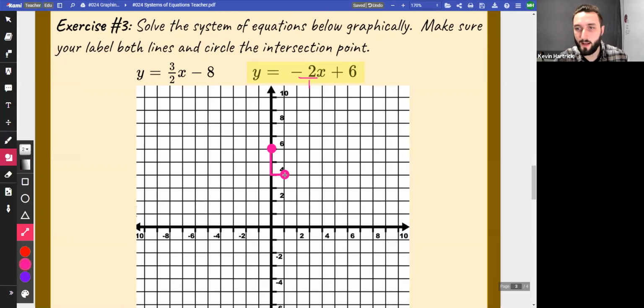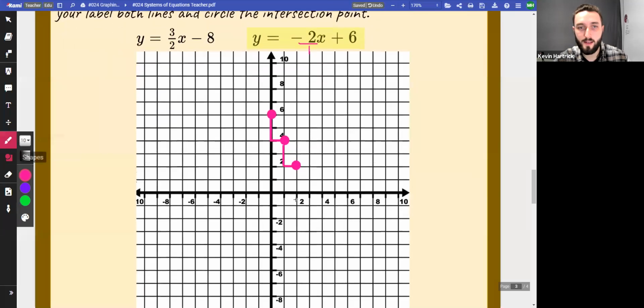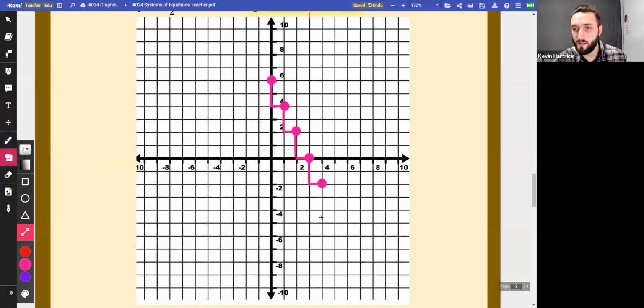There's my next point, and I'm going to keep going. Remember, do not skip any points. I need to do all the points that will fit on this graph. Now, this graph paper is larger than some that we've used before, so you're going to have more points. Okay, so it might feel a little bit tedious to you. But we need to make sure that, again, we're finding all the points in order to make sure that we don't miss the solution.